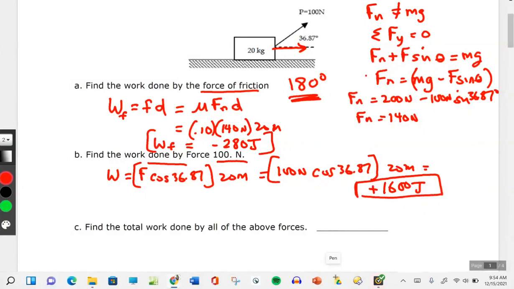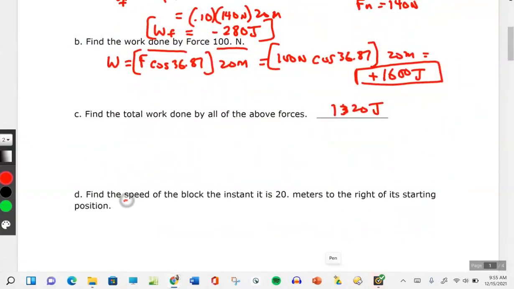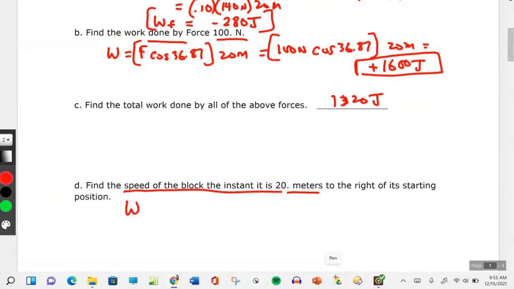What's the combination of the two? You add them up, and you get 1320 joules. All right, what is the speed of the block as a result of these two combined forces after 20 meters? Well, the net work did what? It didn't make the box go higher or lower. It only changed the kinetic energy. So whatever work you did, which is 1320 joules, changed the kinetic energy.